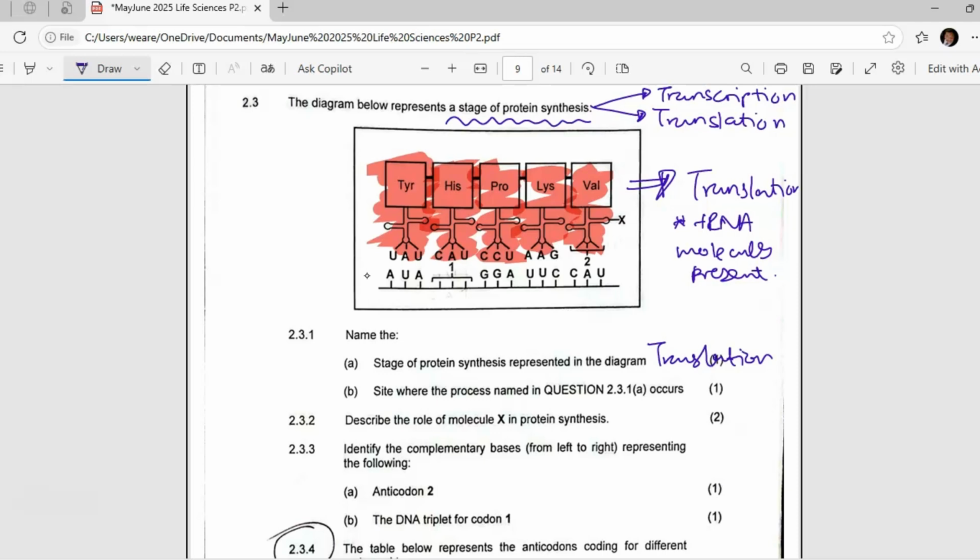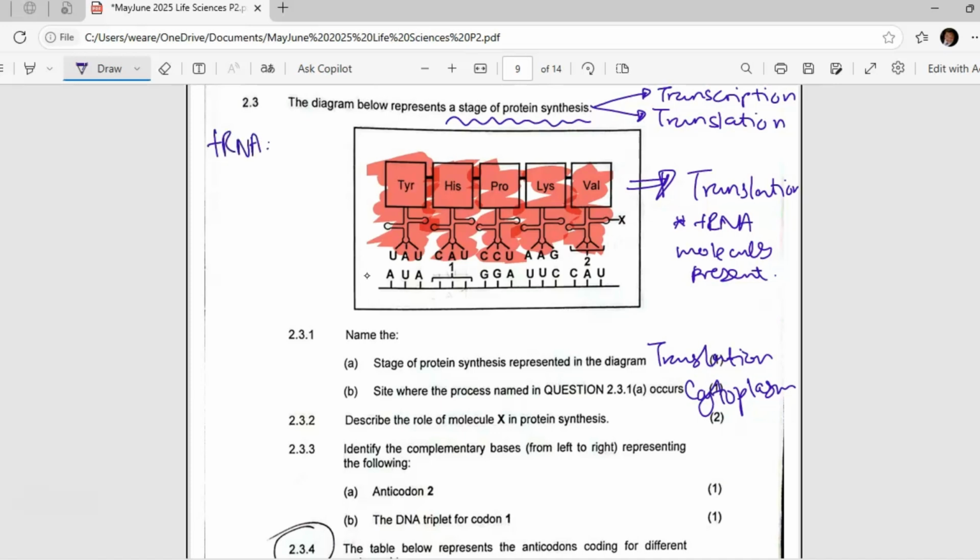Then we also know the site where this process named in question 2.3.1a occurs. Translation doesn't occur in the nucleus. It's only DNA replication and transcription that occurs in the nucleus. Translation occurs in the cytoplasm, right? They say describe the role of molecule X in protein synthesis. So they're asking us, what is the role of tRNA in protein synthesis?